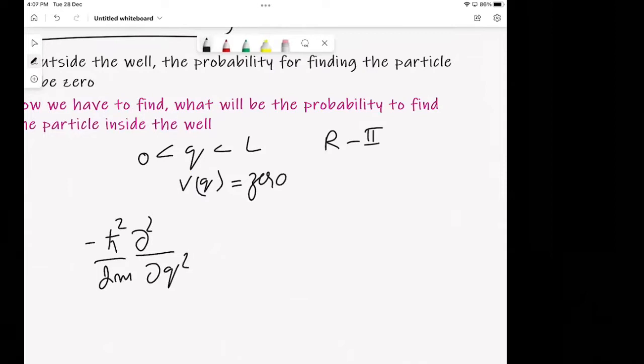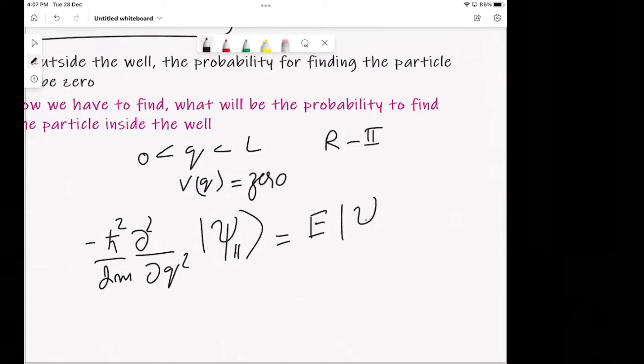Okay, potential is 0. Now, this is the Schrodinger wave equation.